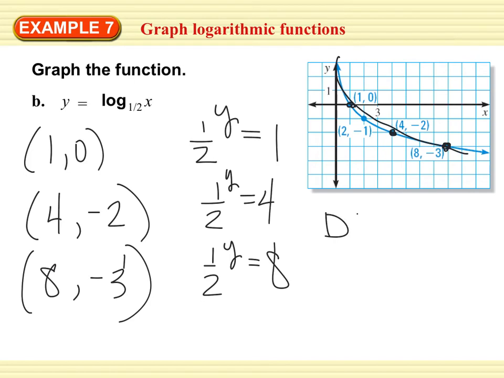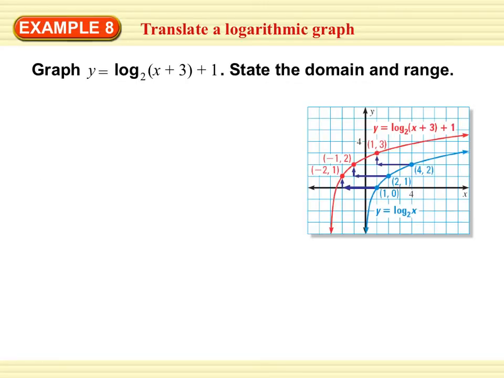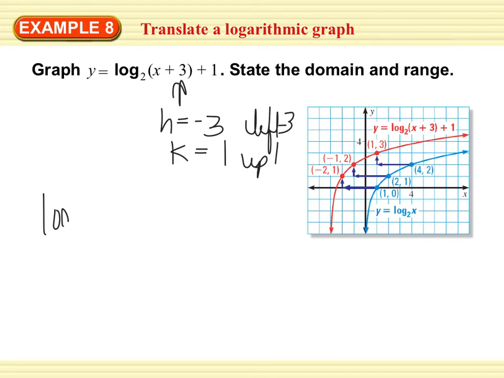Okay, my domain, x is greater than 0. My range is all real numbers. And then it gets harder. Translations. You can graph a logarithmic function of the form y equals log base b of x minus h plus k by translating the graph of the parent function. Remember, h is left right and k is up down. So here I have h is negative 3 and k is plus 1. So we're going to go left 3 and up 1. But we're going to graph log base 2 of x first.